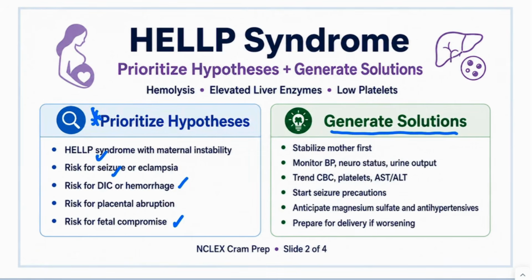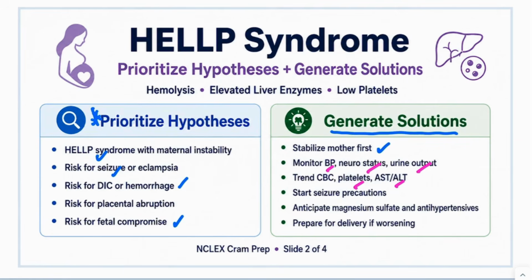So now we need to generate solutions on how to tackle this issue. The first goal really is to stabilize the mother. That's the most important thing. How do we do that? Or what are the answers you're looking for? Monitor the blood pressure, neurostatus, monitor the urine output, monitor the platelet count. You also monitor the liver enzymes as well as the fetal status.